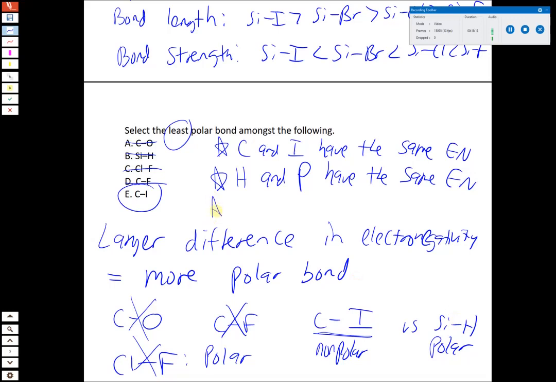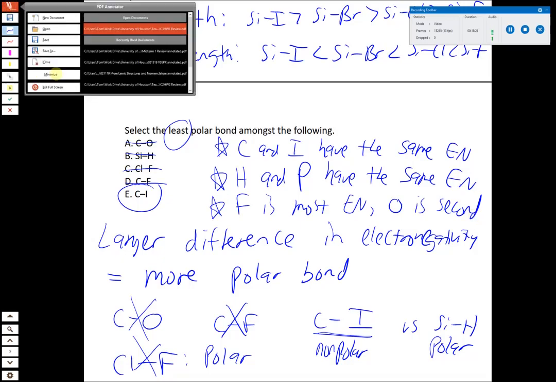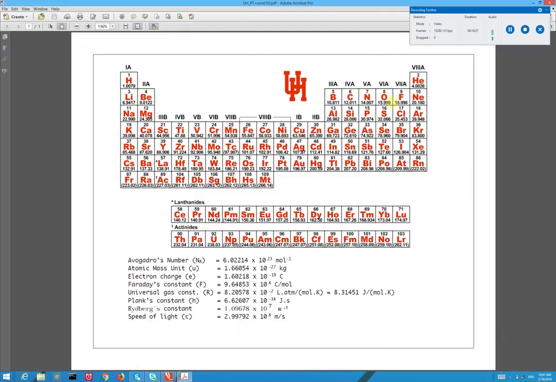Another thing to remember, of course, is that fluorine is the most electronegative, oxygen is second. If we look at these elements over here, oxygen, fluorine, chlorine, nitrogen are pretty much all of the most electronegative. Fluorine is the most, oxygen is second, nitrogen and chlorine are about the same. So it's helpful to keep in mind which ones are the most electronegative.